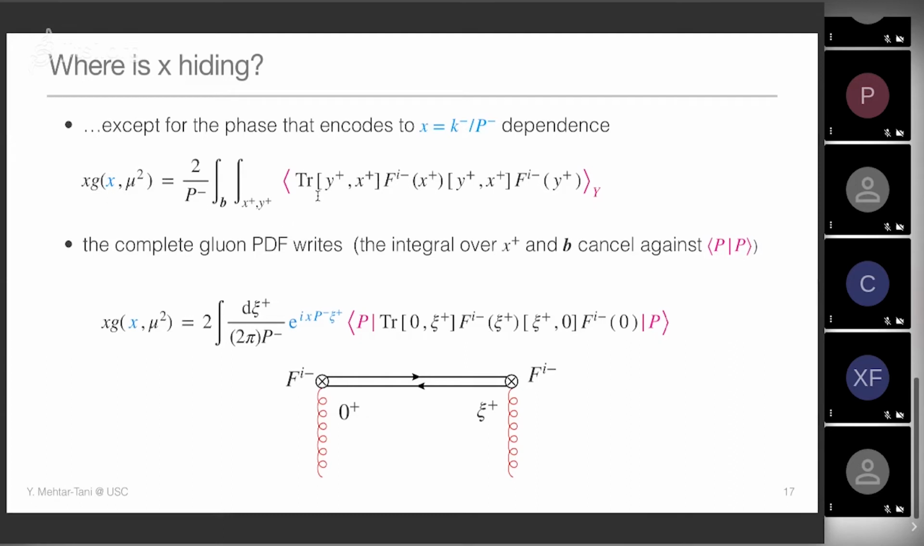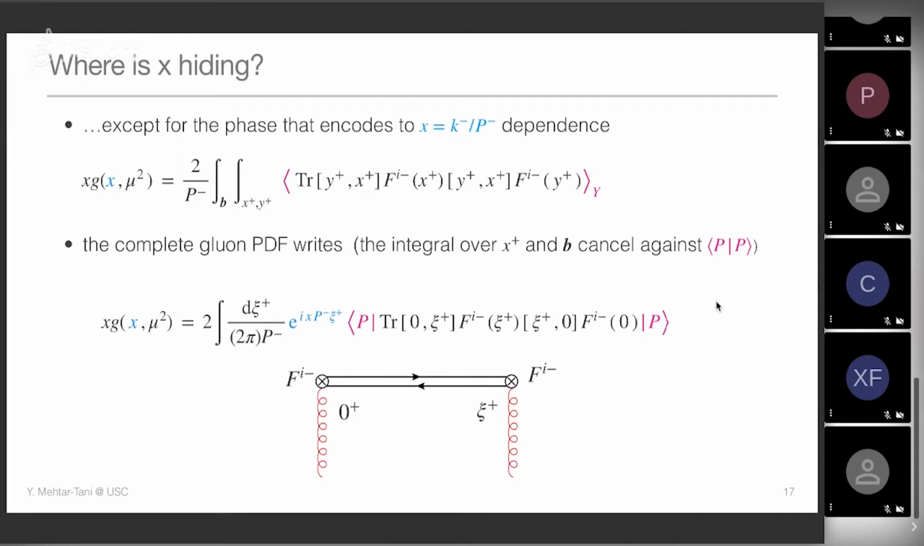Let's contrast this with the actual gluon parton distribution function, which is given here. So what's the difference? Apart from simply the averaging procedure, I'm explaining here that basically the additional integration over the impact parameter and the y plus can be simply canceled out by the proper normalization of the distribution.